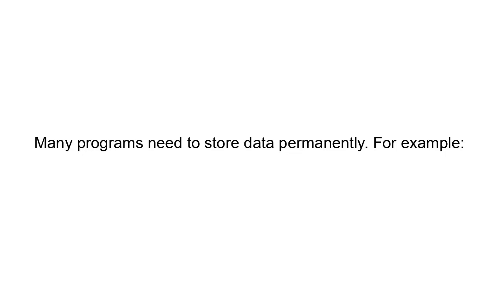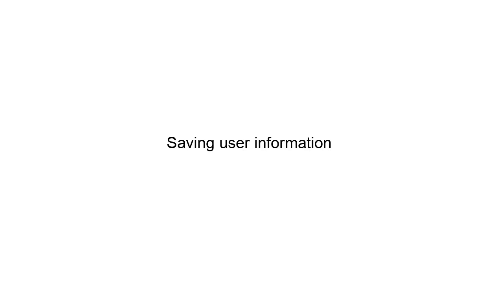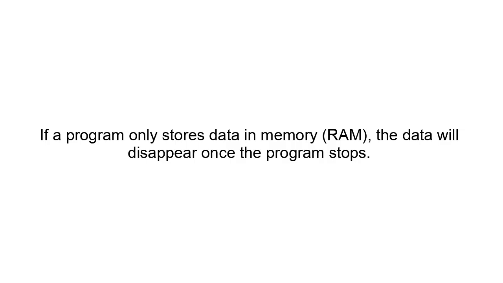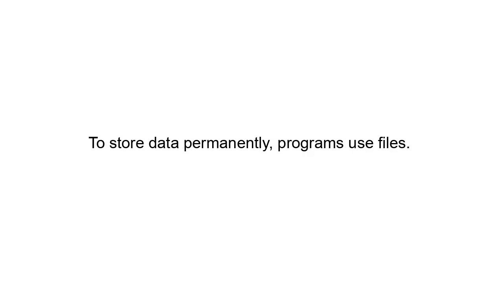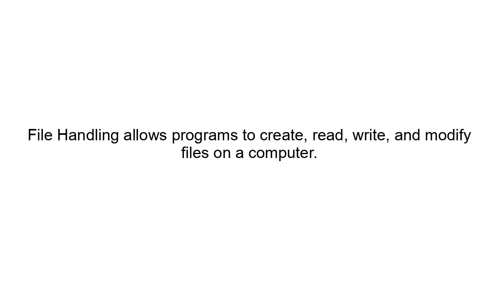For example, saving user information, storing application logs, saving configuration settings, writing reports or results. If a program only stores data in memory, RAM, the data will disappear once the program stops. To store data permanently, programs use files. File handling allows programs to create, read, write, and modify files on a computer.